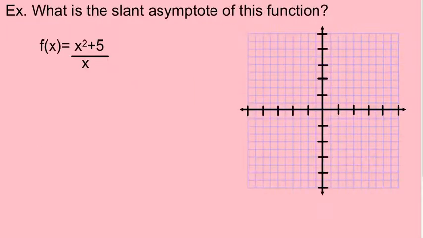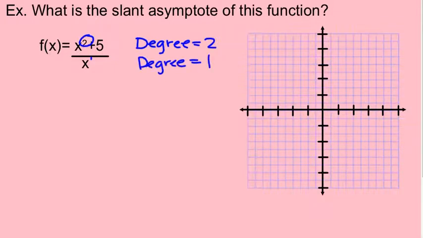Here's an example. What is the slant asymptote of this function? So here's our function. The degree of our numerator equals 2, and the degree of the denominator equals 1. So the degree of the numerator is exactly 1 more than the degree of the denominator. So you're going to have a slant. So you use long division.